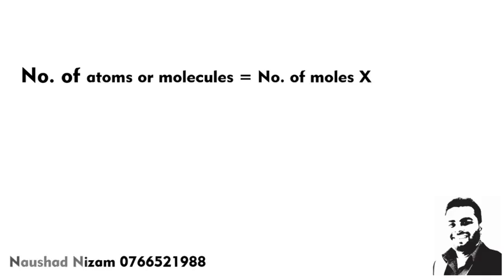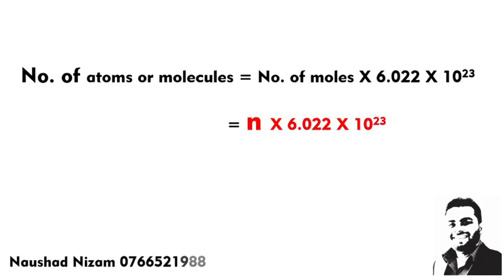We'll now gradually progress into the calculations. So number of atoms and molecules equals number of moles times Avogadro number. 1 mole means this much, 6.022 × 10^23. And if you know the number of moles, you can get the count. Atoms or number of atoms or molecules, just take the number of moles and multiply it by Avogadro number.